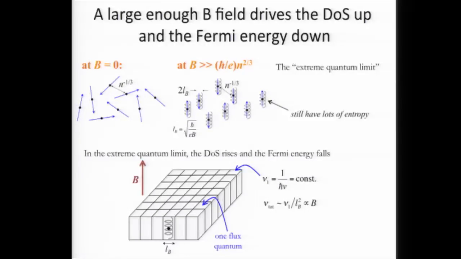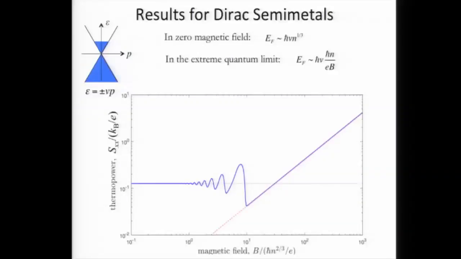And I get a constant amount of density of states per quantum of magnetic flux, which means the total density of states is growing like B, proportional to magnetic field. That means that the Fermi energy must be going down. If the density of states is going up and I have a fixed number of carriers, the Fermi energy will drop. And as the Fermi energy drops, the thermal power has to rise. Thermal power looks like T over E Fermi.